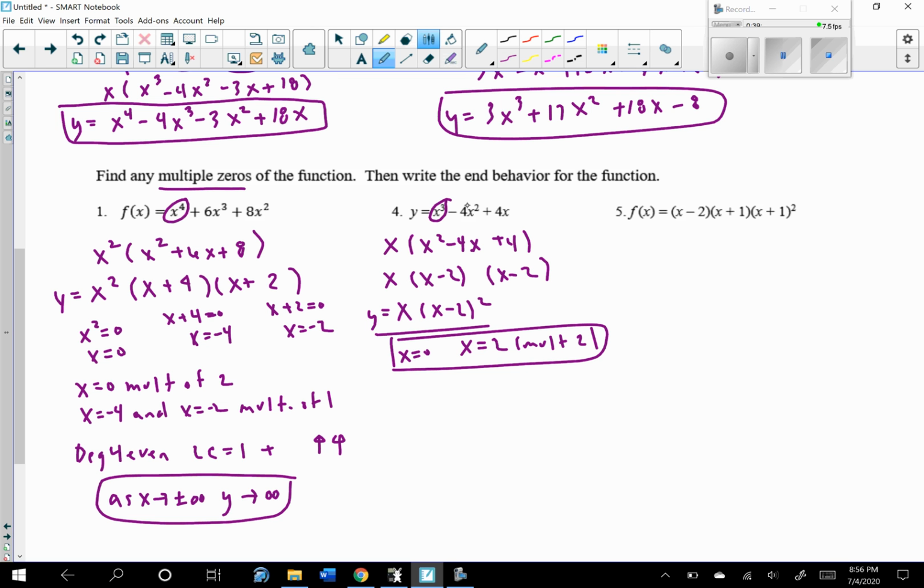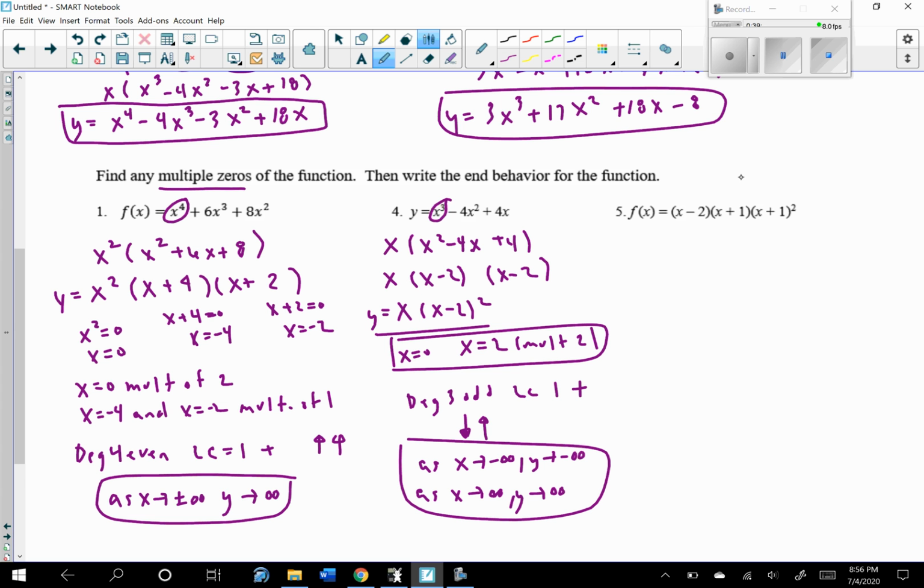And the lead term, because it's in standard form, is x cubed. So this is degree 3, which is odd. The leading coefficient is 1, which is positive. So odd positive, think about y equals x. The left end goes down, the right end goes up. So you have to write this one separately. As x approaches negative infinity, your y values go down towards negative infinity. And as x approaches positive infinity, your y values go towards positive infinity.